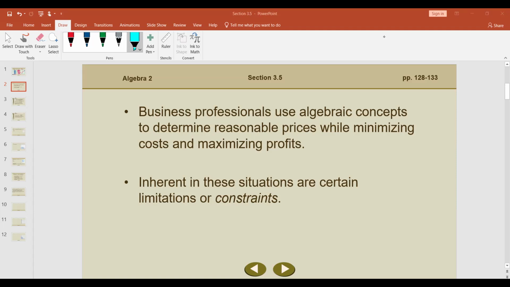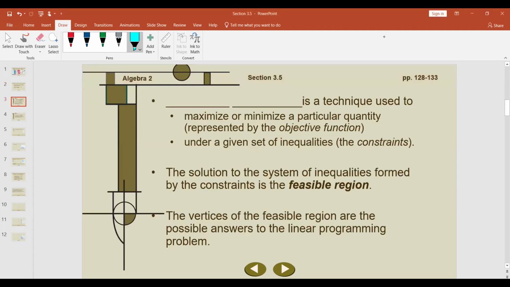Inherent in these situations are certain limitations or constraints. Those are created by the lines of your inequalities. All right, so we call this linear programming. Use lines and the way they intersect to do it. It's the technique used to maximize or minimize a particular quantity, represented by the objective function. That's always going to be found at the vertex or the intersection of the lines, under a given set of inequalities, the constraints.